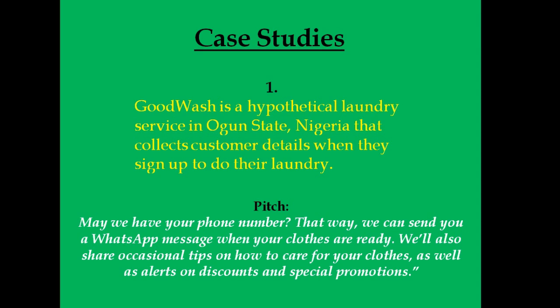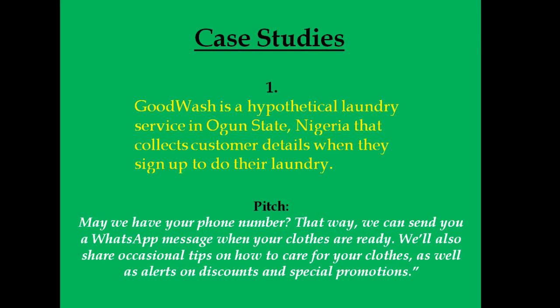So let me start with GoodWash. How GoodWash builds their WhatsApp contact list. GoodWash is a hypothetical laundry service in Ogun State, Nigeria, that collects customers' details whenever they sign up to do laundry with them. So whenever a customer signs up to do laundry with GoodWash, GoodWash staff will pitch the customer this way: may we have your phone number? That way we can send you a WhatsApp message when your clothes are ready.